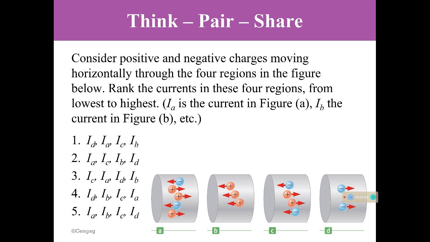So we're going from lowest to highest. Wait, is D just two negatives going together? Okay, I couldn't tell. Because they should be going in different directions. That's how the work. Would they not?